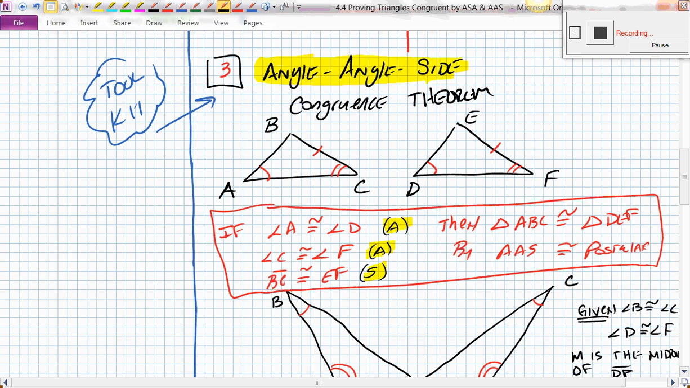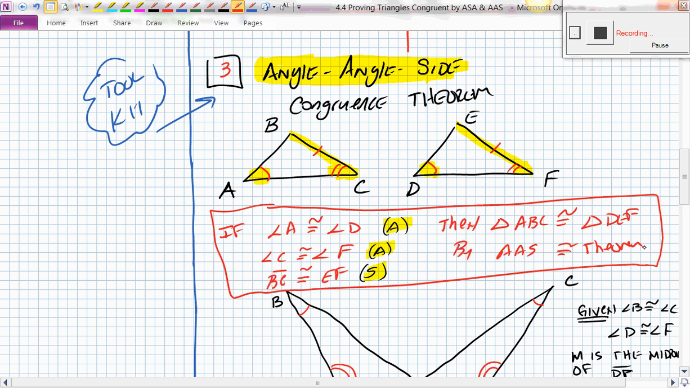Here's what it says. If you know angle A is congruent to angle D, angle C is congruent to angle F, so you have two angles and a side, so BC is congruent to EF. If you have all of those things, then you have enough to say that the two triangles are congruent by the angle, angle, side congruence theorem. I should erase this one here. This is a theorem. This is the only one that's a theorem.